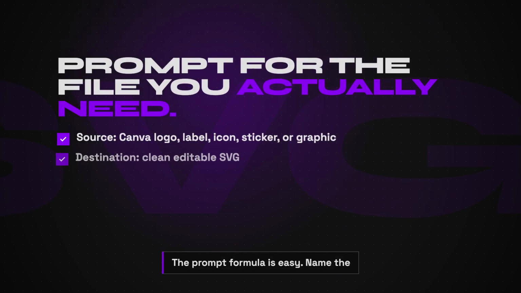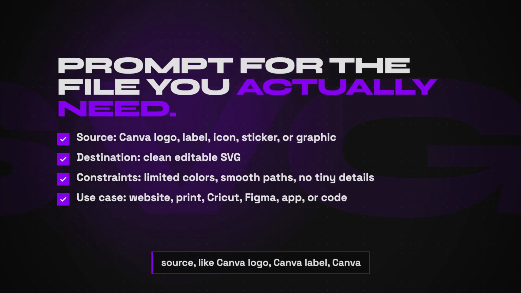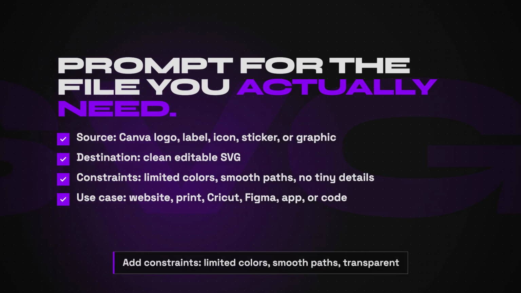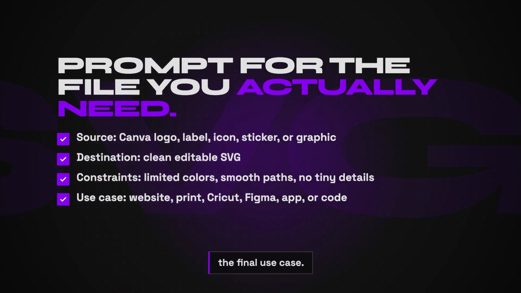The prompt formula is easy. Name the source, like Canva logo, Canva label, Canva icon, Canva sticker, or Canva social graphic. Then name the destination: clean editable SVG. Add constraints: limited colors, smooth paths, transparent background, no tiny details, strong silhouette, and the final use case.